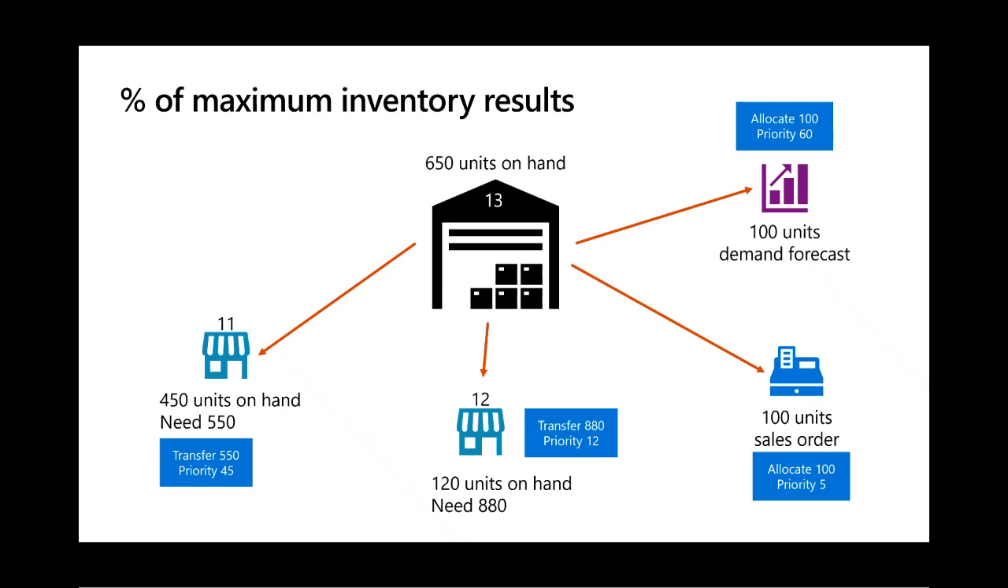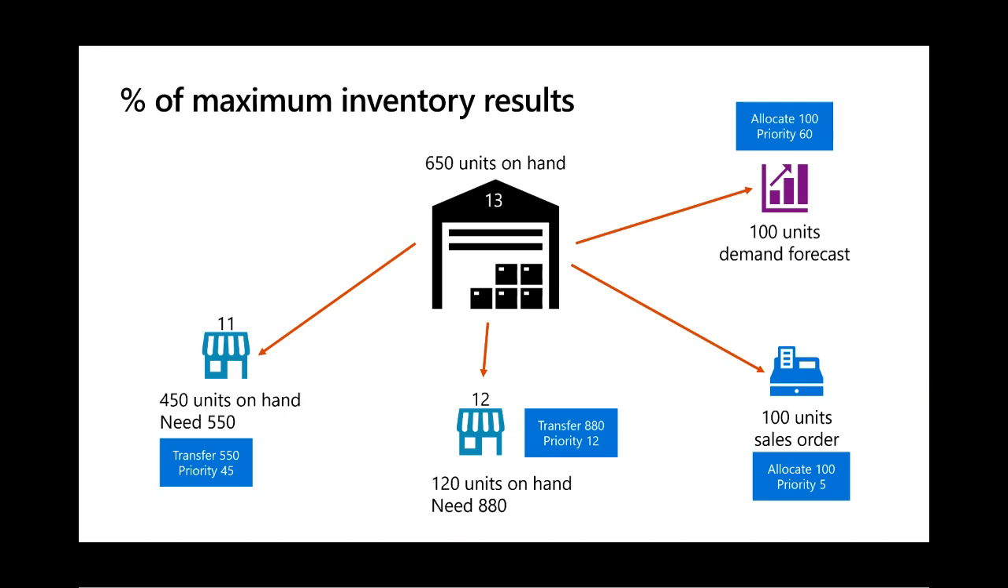So now that we have calculated what the quantities and priorities will be for my different requirements, the way that priority-based planning will work is it will allocate inventory starting with the highest priority order, instead of, again, traditional master planning, which will allocate inventory according to date. So in this case, the system will allocate 100 units to my sales order because priority 5 is the highest priority that I have out of all my demand.